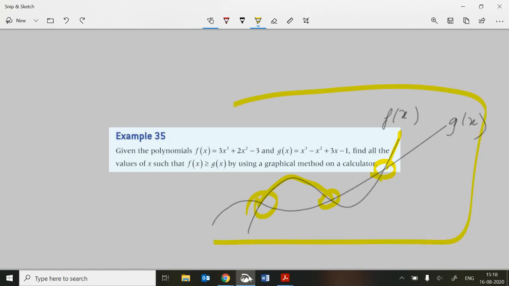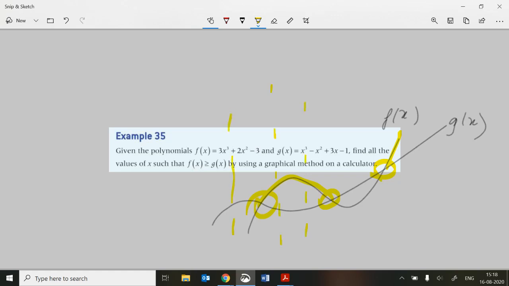Now, if you do this method here, you're going to need to draw two graphs, and you're going to need to find each of those solutions by looking for your solution on your GDC within a particular range. So we need to find the x values where they cross, not where it crosses the x-axis.